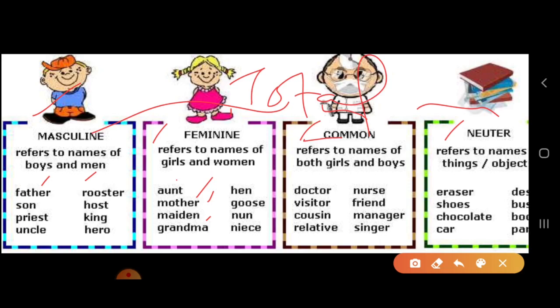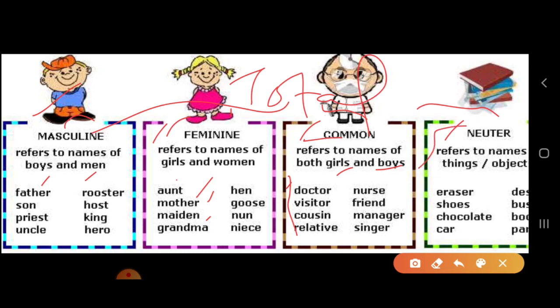What is common gender? Such names that refer to both girls and boys are known as common gender. So, dear student, we have such names also that refer to both masculine and feminine gender together. That is known as the common gender of noun. Example, doctor. So doctor is such a name. The word doctor doesn't specify any particular gender, but it indicates both genders. A he doctor can be there and a she doctor can be there, isn't it? Yes. So we have some names which are common for both he and she, and such names are known as common gender.